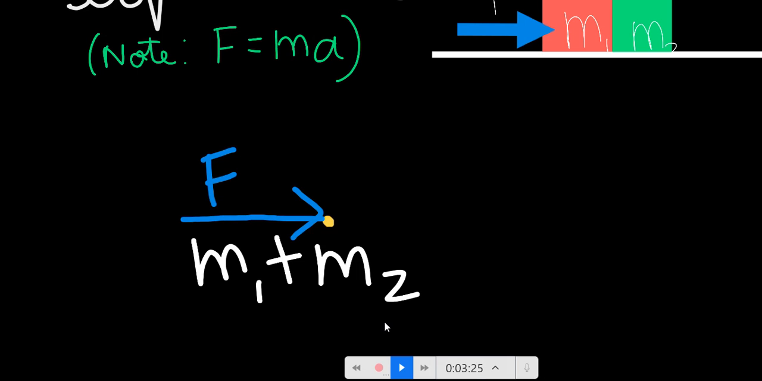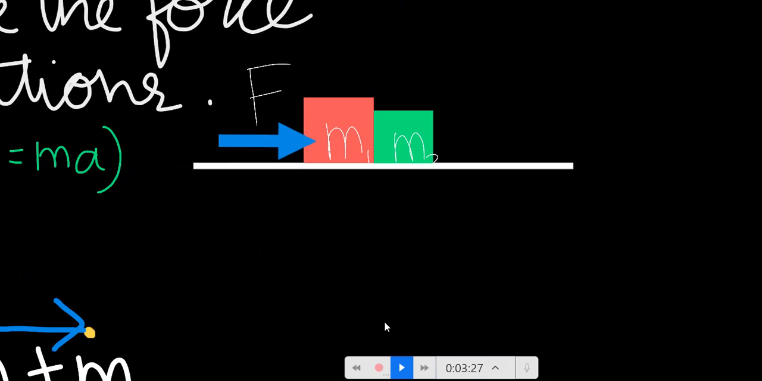Alright, now we need to get a little bit more creative because there are more forces here, and we need to identify what other forces are there, because if we miss any of the forces, our answer might be wrong.